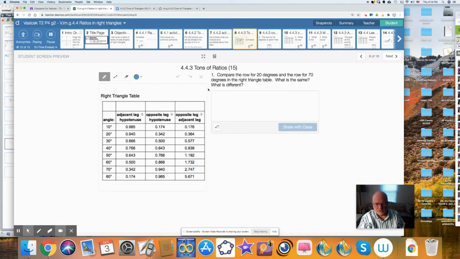So when we have tons of ratios, here we have all these ratios. Compare the row for 20 degrees and for 70. Notice these are complements of each other. The adjacent to the hypotenuse here is 0.94. From 70, that would be the opposite to the hypotenuse. Just like I told you, they switched. 0.342, 0.342. And this, if you take 1 over this, you will get this number. Same here.